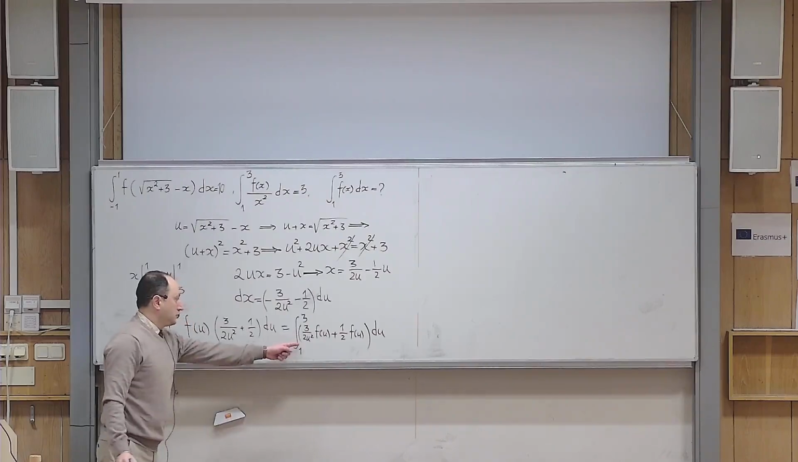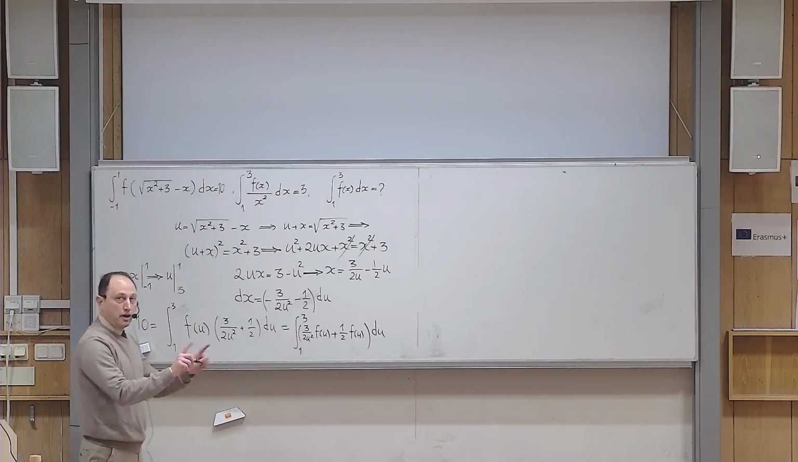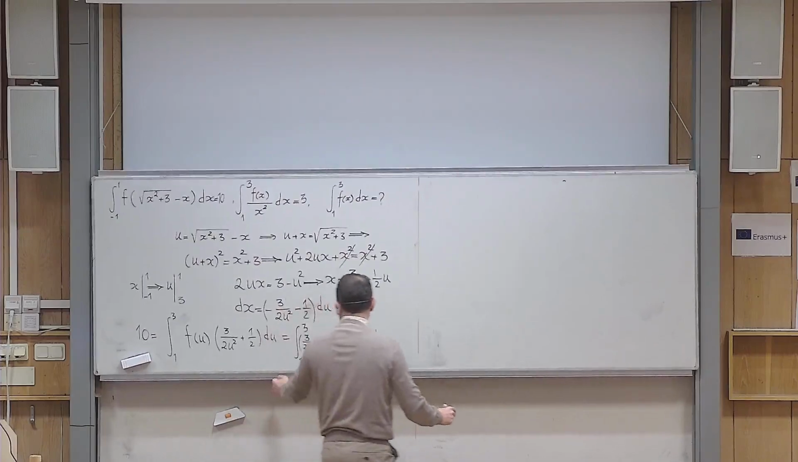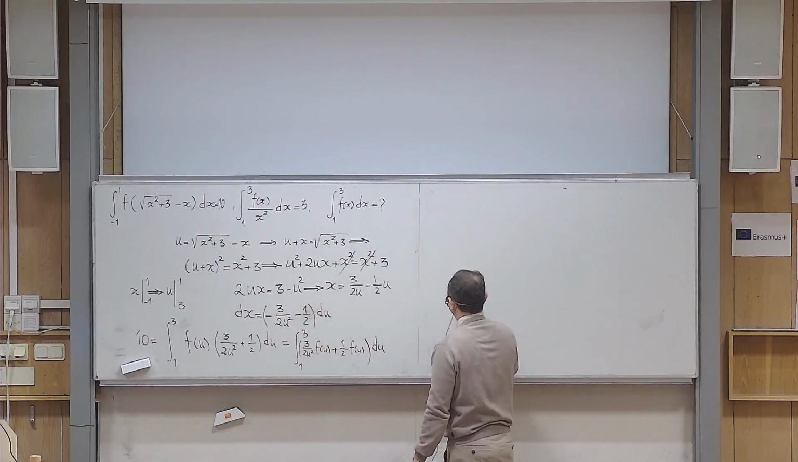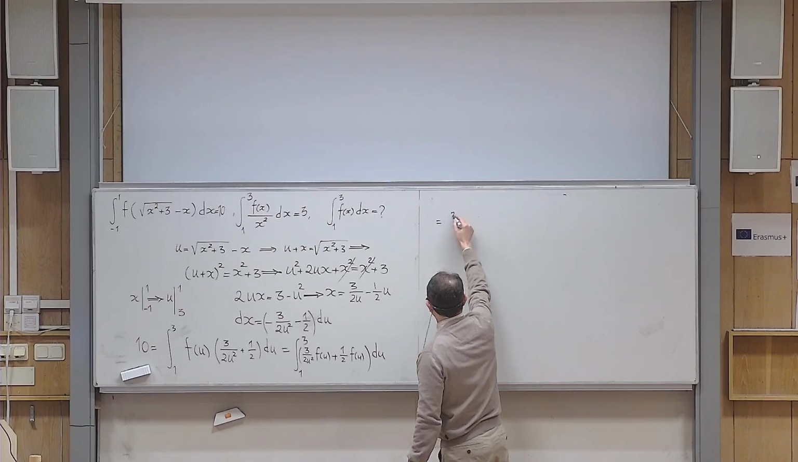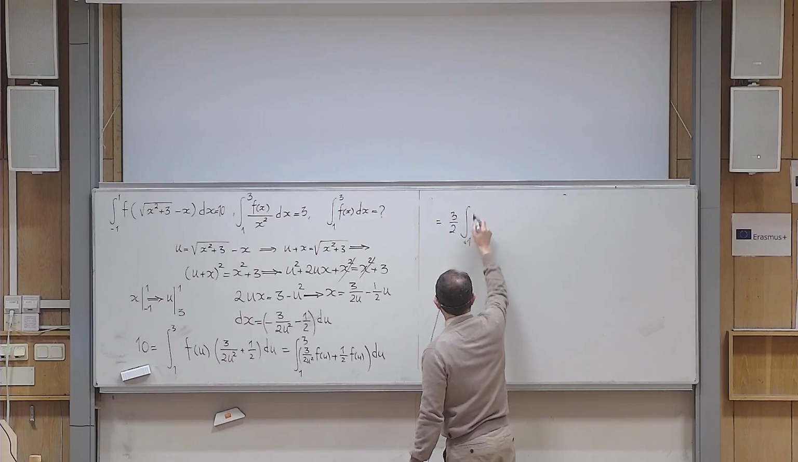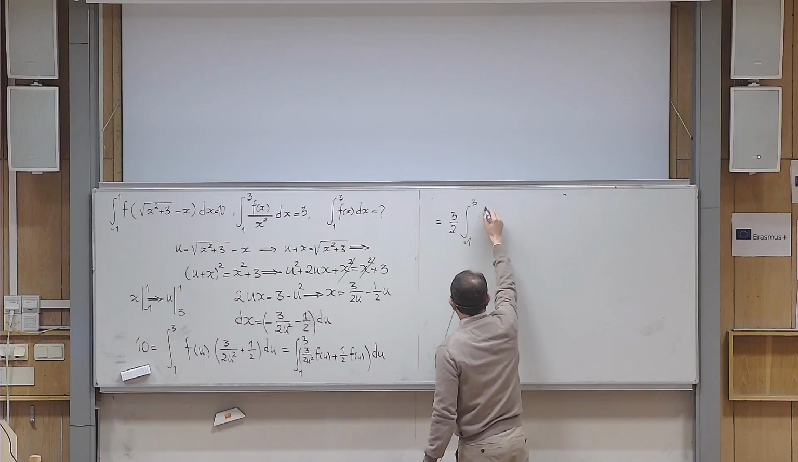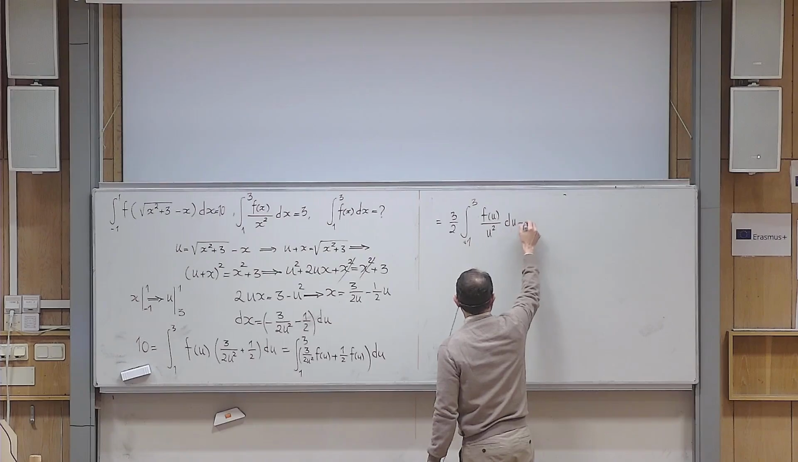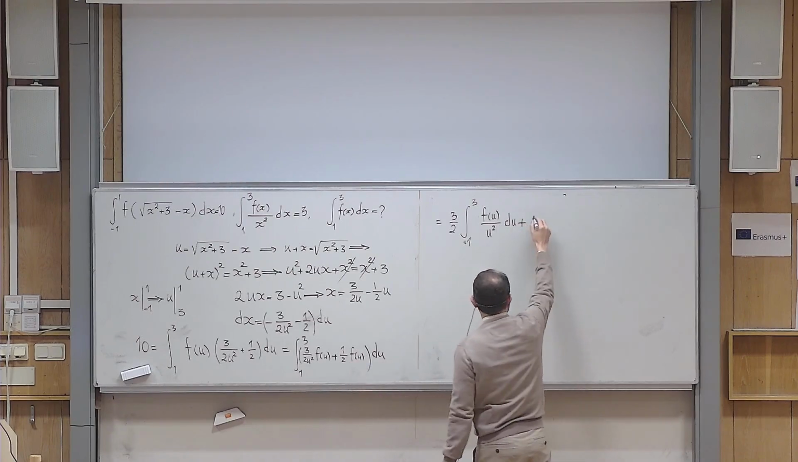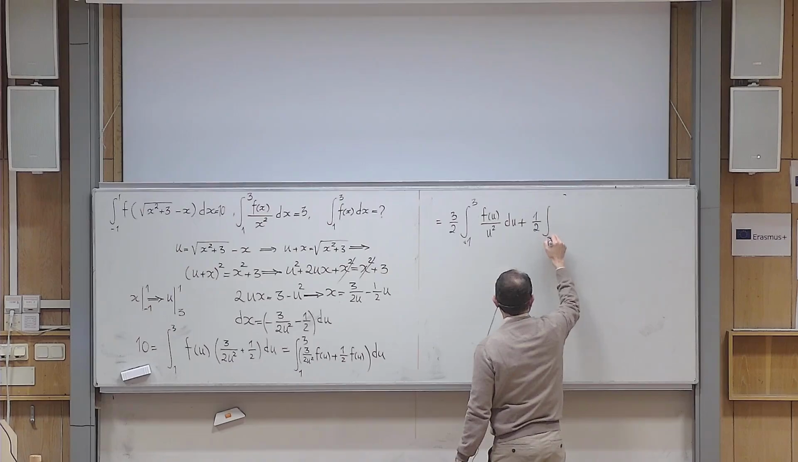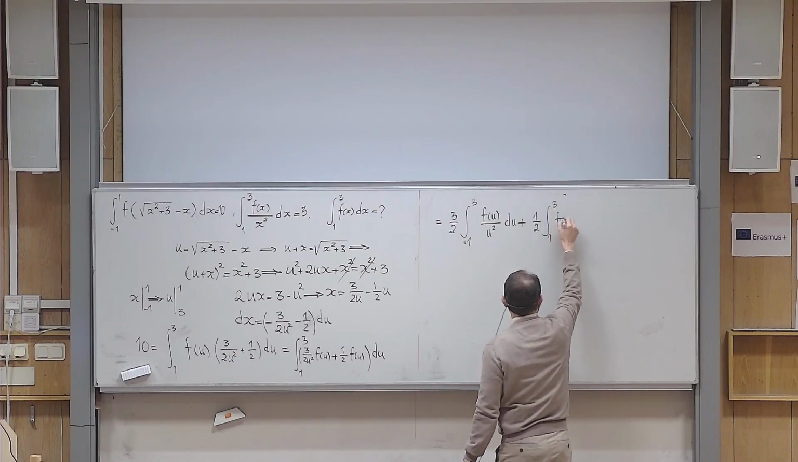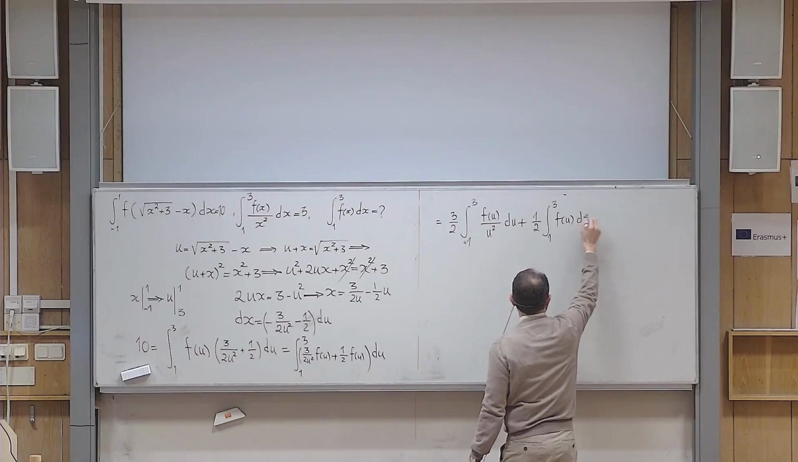Okay, still I know that this integral is 10. Now I split my integral into two parts, but I will pull the constants out. So this becomes 3 over 2, integral from 1 to 3, I would write f of u over u squared du, plus, this becomes 1/2, integral from 1 to 3, f of u du.